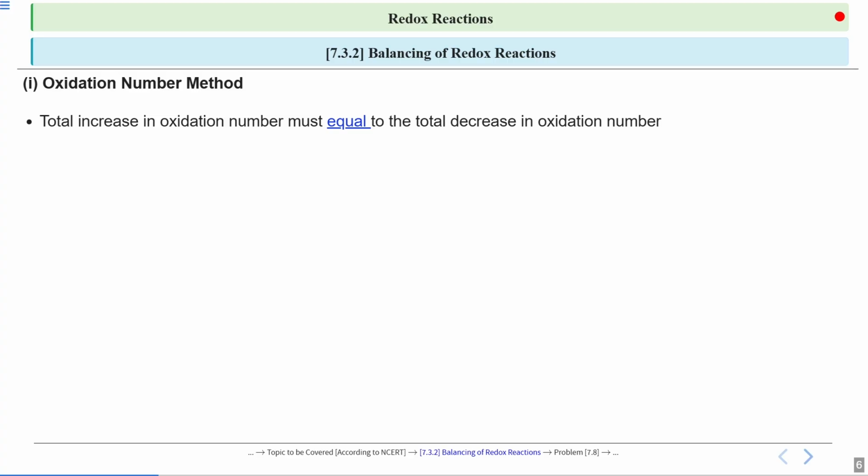So if the number of electrons lost does not equal the number of electrons gained, this is absolutely not correct. In a balanced redox reaction, these must be equal, and only then would the reaction be considered balanced. So the increase in oxidation number of one atom must be made equal to the decrease in the oxidation number of the other.